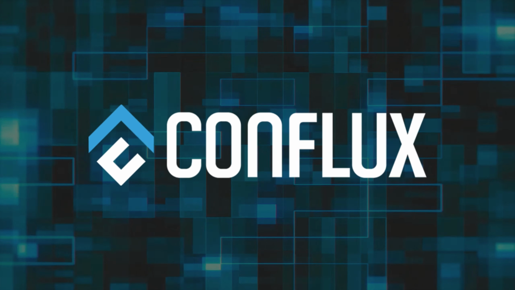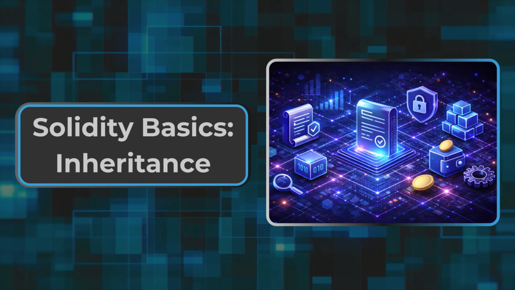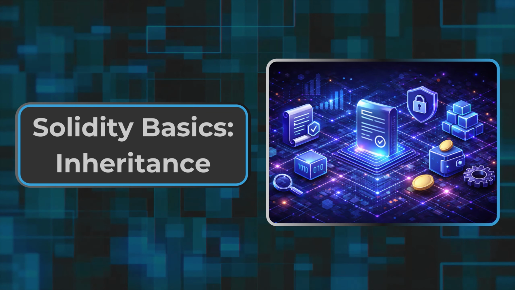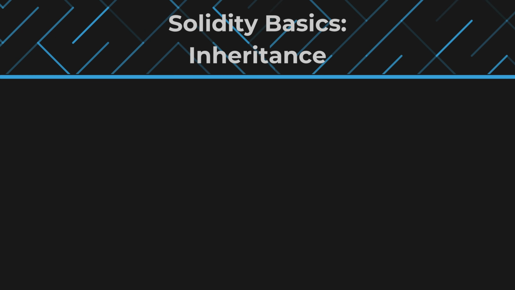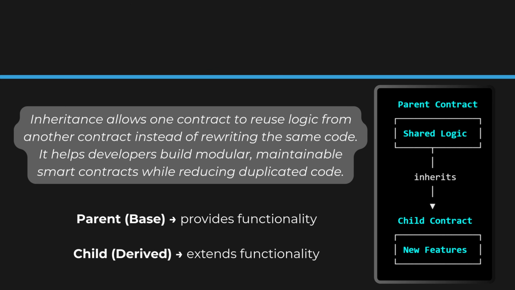In this video, we're going to talk about inheritance in Solidity. If you've ever copied the same functions into two contracts and thought, there has to be a better way, there is. One contract can inherit from another and reuse its code. That's inheritance. The contract you inherit from is the parent, or base contract. The one that extends it is the child, or derived contract.